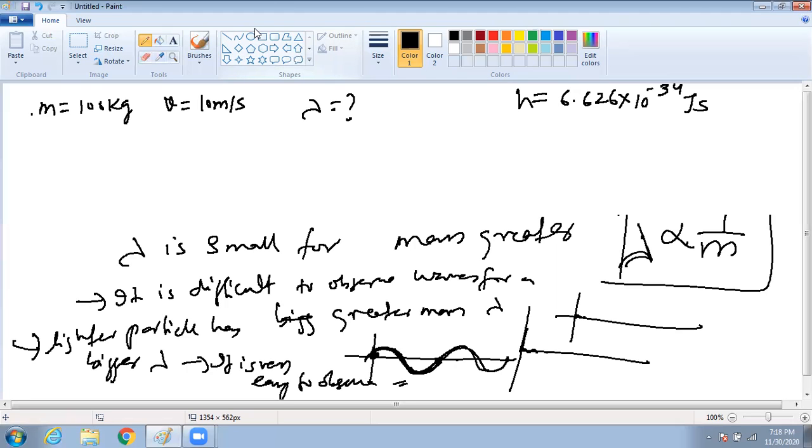Sir, it will be 6.626 into 10 raised to minus 30. Sorry, it will be minus 38. No, wrong. 6.6 into 10 to the power minus 38. No, it will be minus 37.